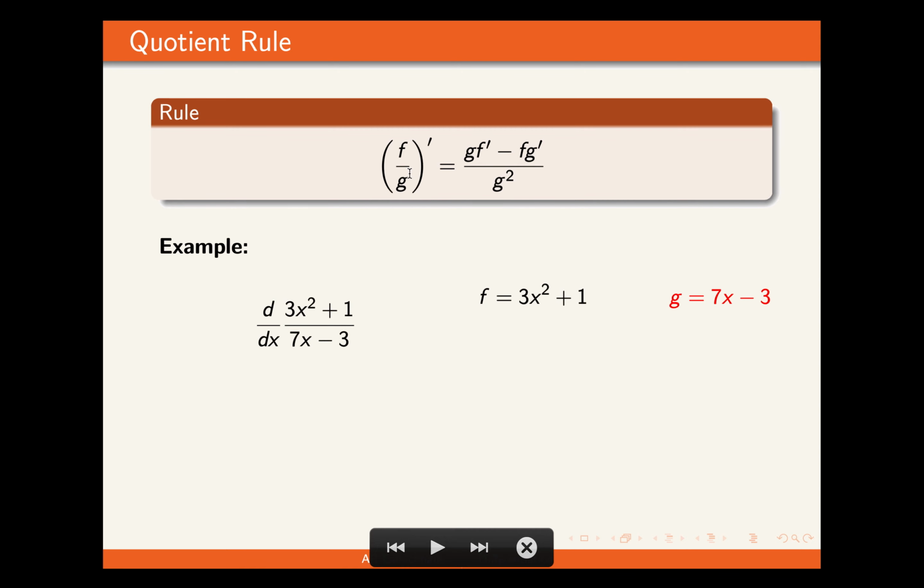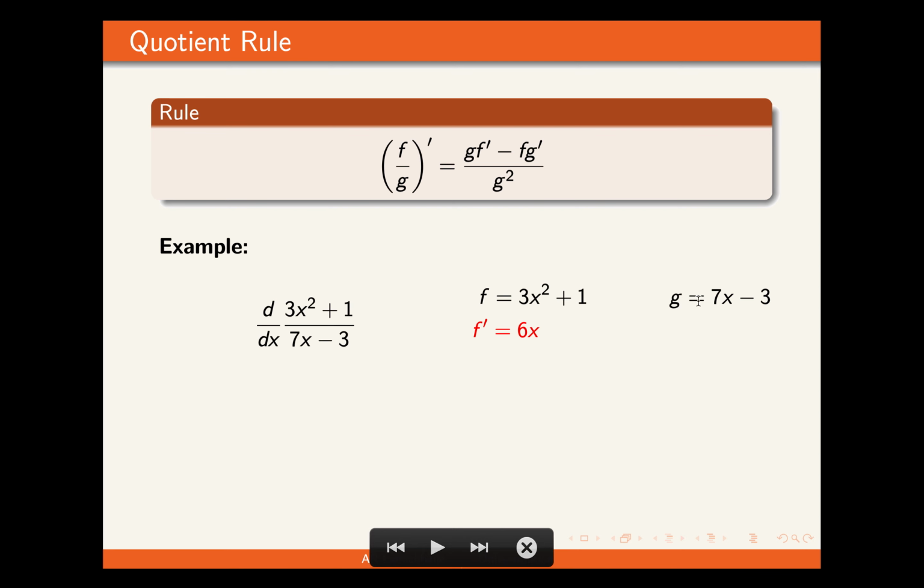Now that we have assumed what f and z are, on this formula we also need to know what f prime and z prime are. That means finding the derivative of f and the derivative of z. So what is the derivative of f? What is the derivative of 3x squared? 6x, right? What is the derivative of 1? 0. But 6x plus 0 will be 6x, so the derivative of 3x squared plus 1 will be 6x.